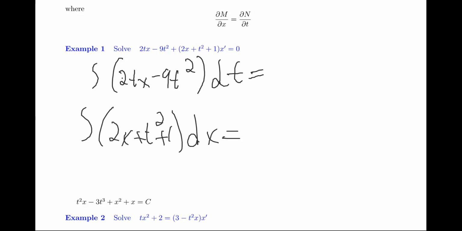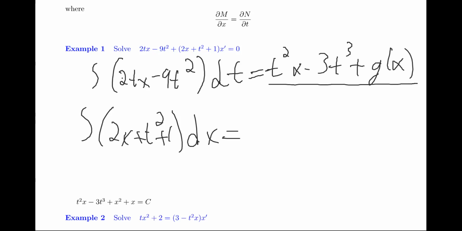So integrating with respect to t, we get t squared x minus 3t cubed plus some function of x, right? Because if we're integrating with respect to t, then if we differentiate this with respect to t, this first term becomes 2tx, this second term becomes a negative 9t squared, and the third term goes to 0 because there's no t in there.